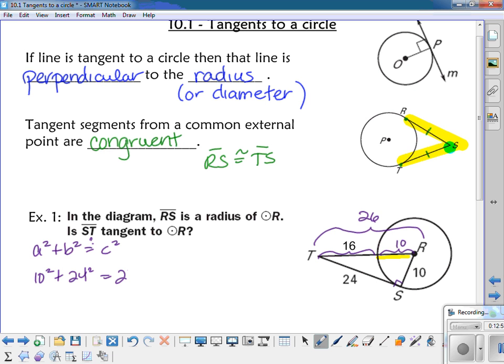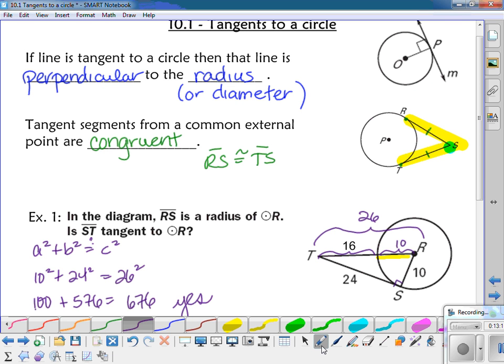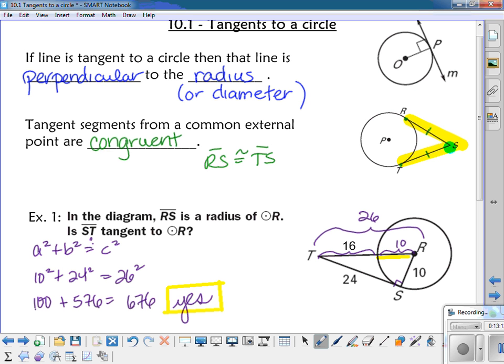Yes, it is. So yes, you can do it that way. Or as Zach noticed, it's a 5, 12, 13, because if you just divide them by 2, then it comes out. So if you do it the long way, you get 100 plus 576 equals 676. But yeah, it's a Pythagorean triple, so you could also look at it that way. But then you should have an explanation or something, so I know you're not just randomly guessing yes and no. Okay?